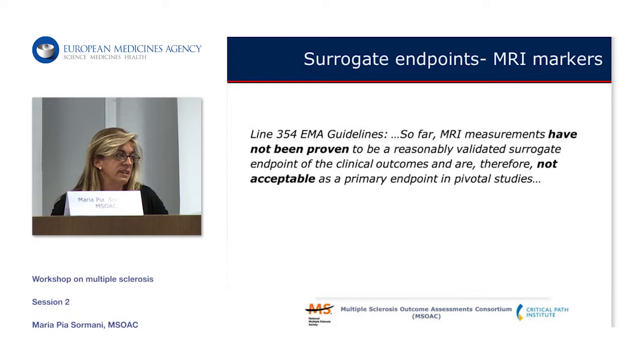I will skip all the introduction about MRI and the importance of MRI in MS clinical trials because I think all of you know very well the role that MRI has had in recent years, at least in phase 2 clinical trials. But this is the sentence that appears in the guideline about the use of MRI endpoints in MS trials: so far, MRI measurements have not been proven to be a reasonably validated surrogate endpoint of the clinical outcomes and are therefore not acceptable as primary endpoints in pivotal studies.